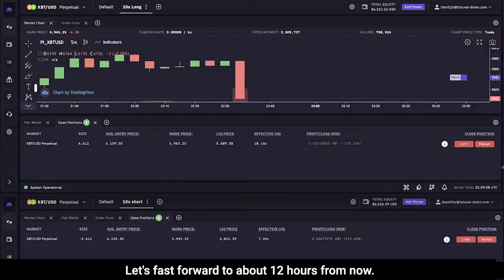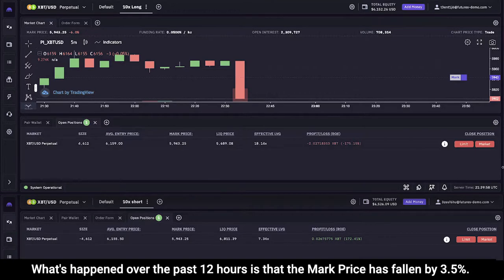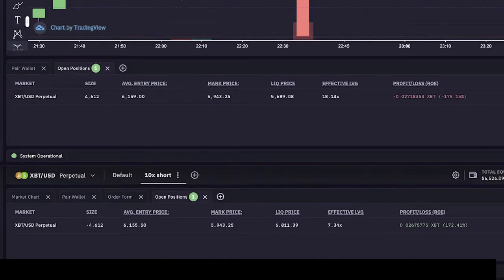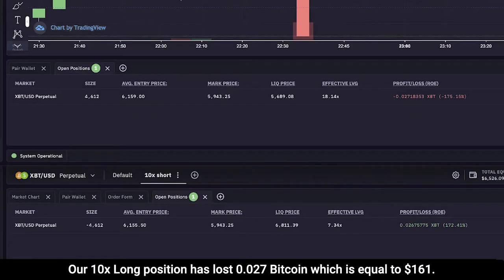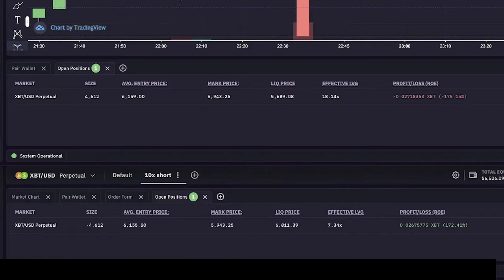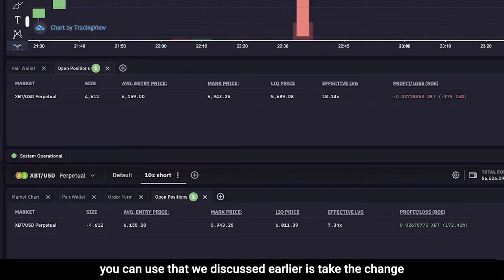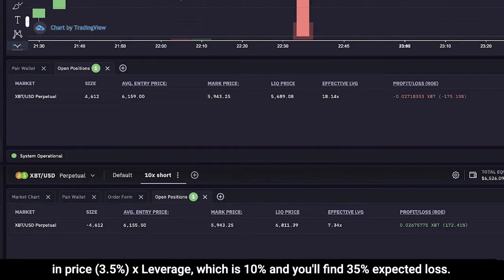Let's fast forward to about 12 hours from now. What's happened over the past 12 hours is that the mark price has fallen by 3.5%. Our 10x long position has lost 0.027 Bitcoin, which is equal to $161. You'll recall our initial margin was $461, so we've lost 35% of our initial margin. The other rough heuristic you can use that we discussed earlier is take the change in price, 3.5%, times leverage, which is 10x, and you'll find 35% expected loss.